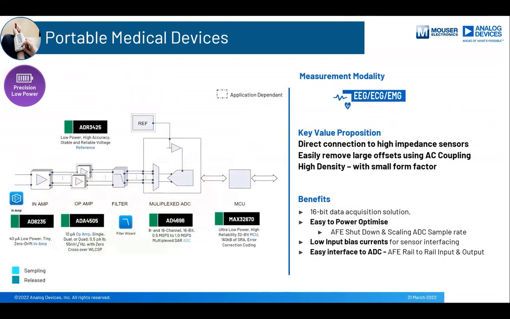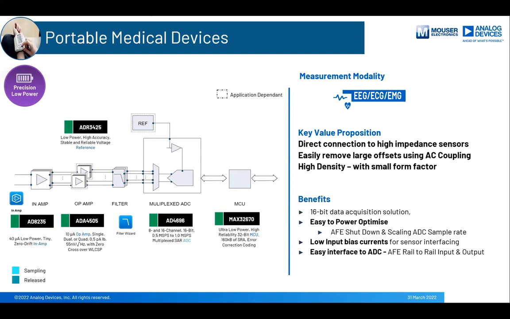We again have an example signal chain solution that brings together the technology components to help address the challenges associated with these sensor types. The value proposition of the signal chain is that it offers direct connection to high impedance sensors. It can be used to easily remove large offsets using AC coupling, and also offers the ability to connect multiple sensors with a small form factor.